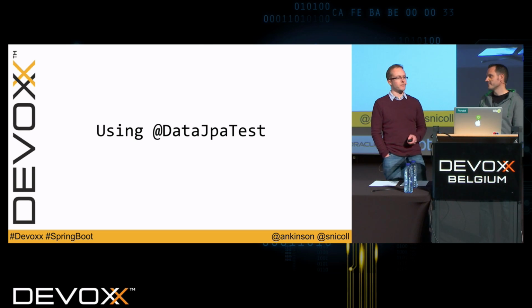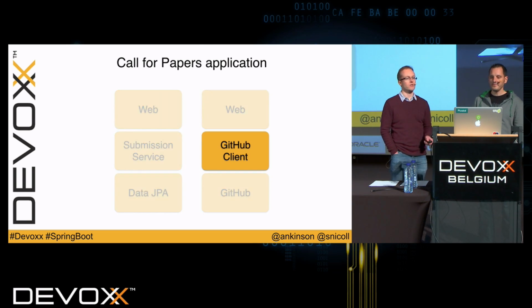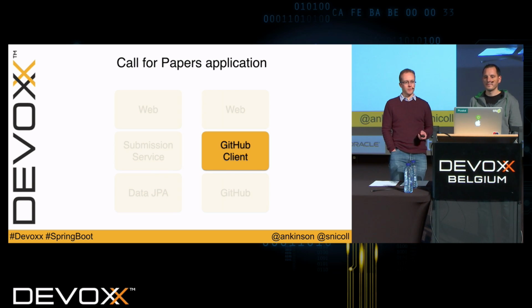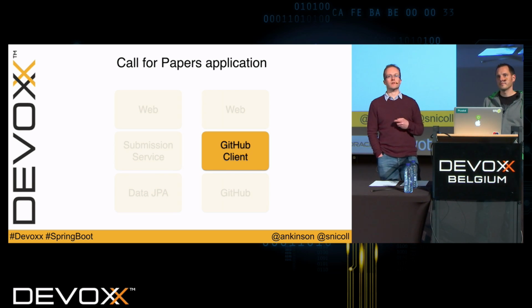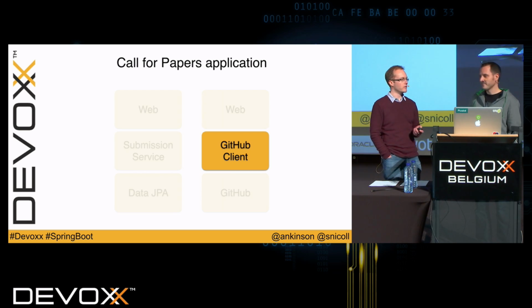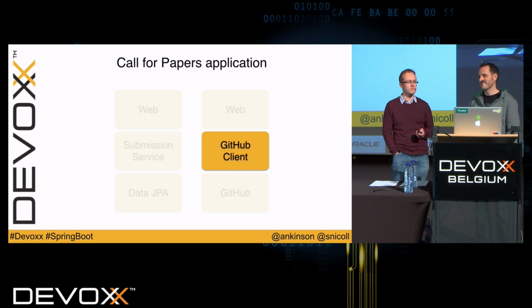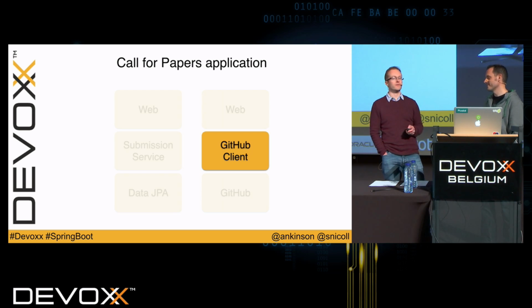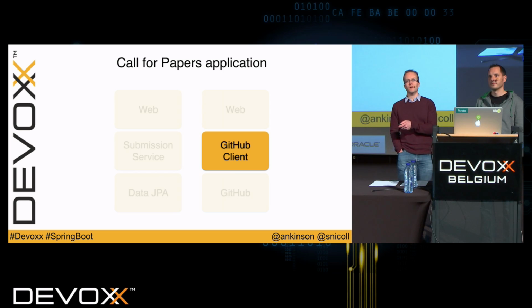All right, so that was using data JPA test. We have another chunk of our application, GitHub client. So this, as I described earlier, is using REST template to make HTTP calls out to GitHub's API. And I think it's a bit of an unsung hero of Spring Web support. Spring Web has a little class in it for setting up a mock server that you can wire into a REST template, so that rather than actually making HTTP calls, it makes calls to the mock server.